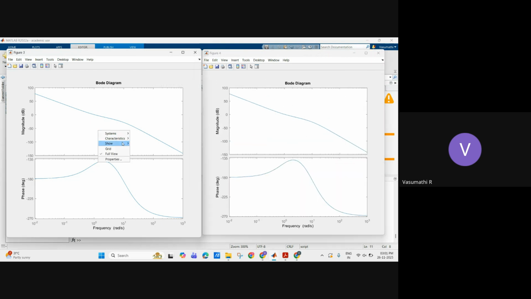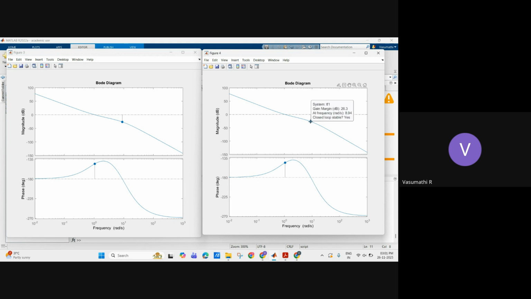Okay, if I find the stability margins for both plots, here it is gain margin 26. Here gain margin is again 26. Why? Phase margin has changed, 34. How come? Let's check once more. Minus 3 it is 1.3.